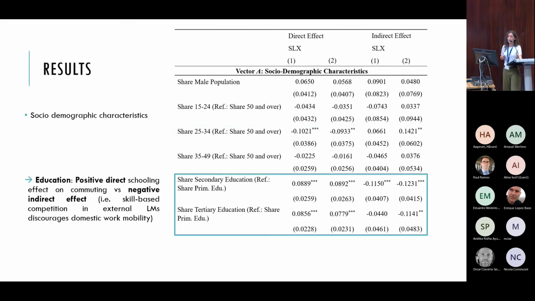With respect to education, we found a positive direct effect of education, meaning that we match with literature saying that mostly educated individuals tend to go out in order to find better jobs. And on the other hand, if we look at the last two columns, for the spatial lags, we found, let's say, a reverse coefficient, meaning that the higher the labor competition outside based on skills, the lower will be the tendency for my domestic workforce to go out somehow.